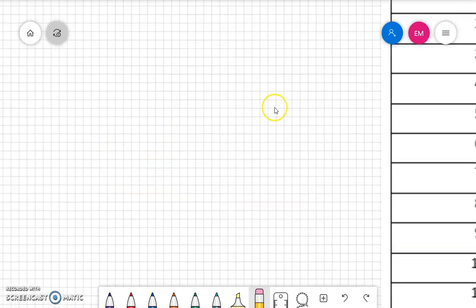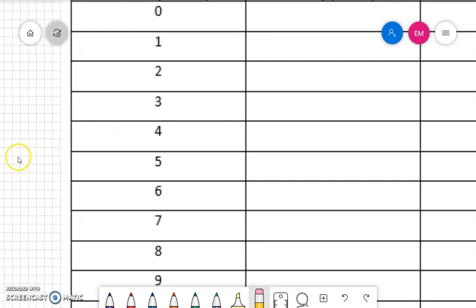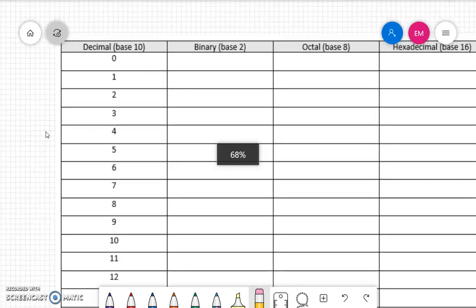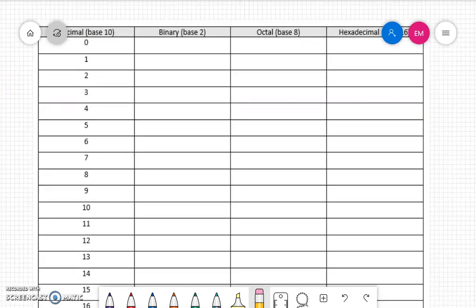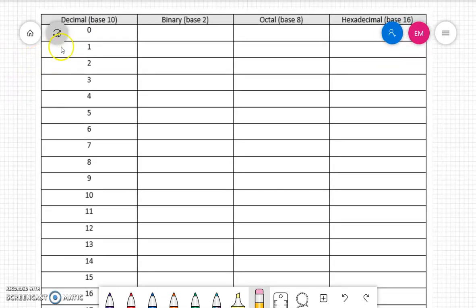Let me get it over here on the screen and zoom out a little bit. There we go. All right, so in our familiar base 10 system, of course, we go 0, 1, 2, 3, 4, 5, 6, 7, 8, 9, 10, 11, 12. So we're very familiar with how that works.